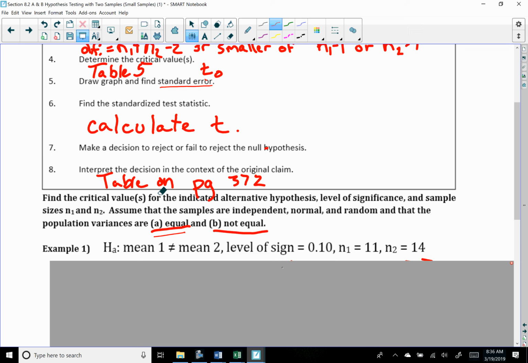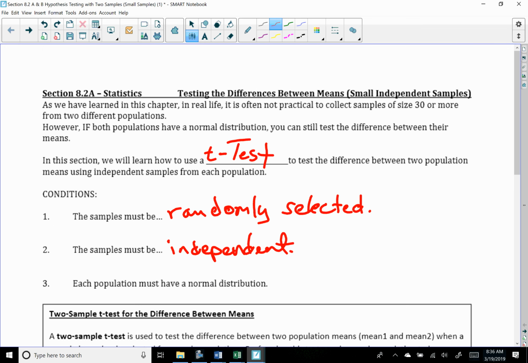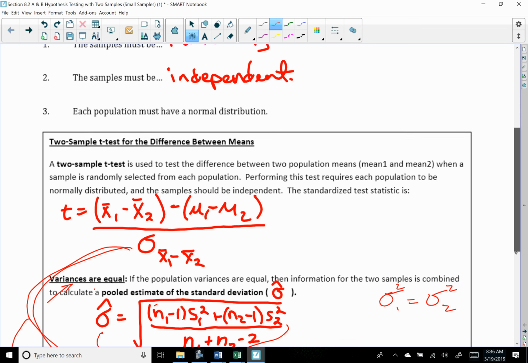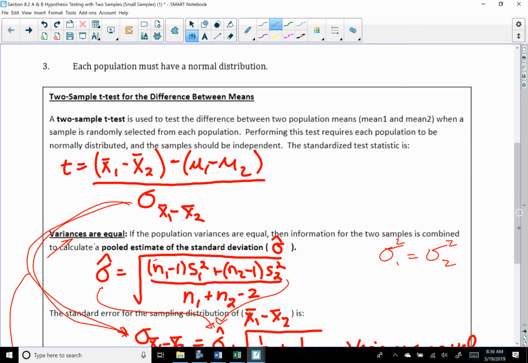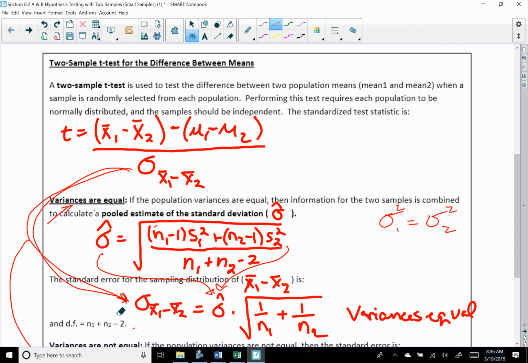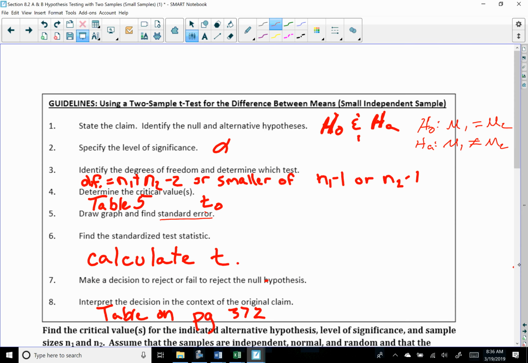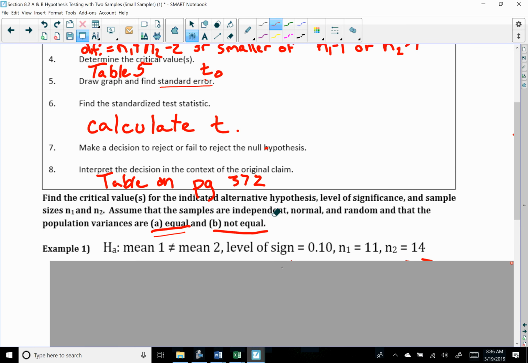So for A, our variances are equal. All right, going back here. Variances are equal. If my variances are equal, then my degrees of freedom are going to be n1 plus n2 minus 2, right? We have to come up with the critical values. So we're just finding the critical values.